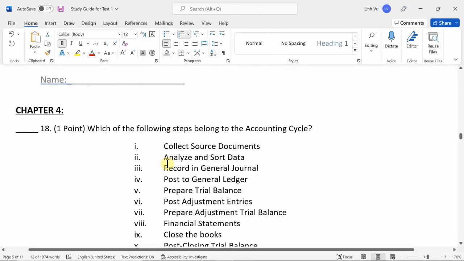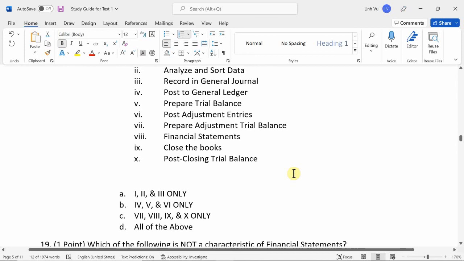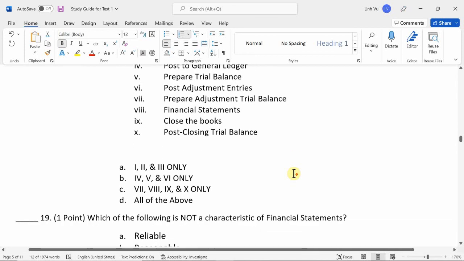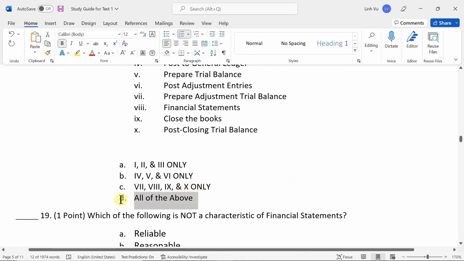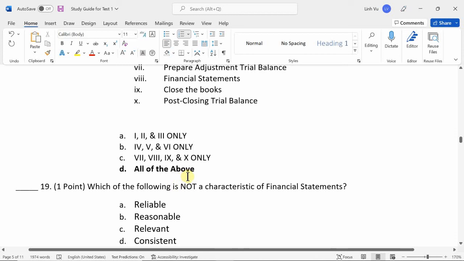All right, moving into chapter 4 territory here. Okay. Which of the following steps belong to the accounting cycle? It would be all of them, right? Because in this case, yes, you need to collect your source document, analyze, record in the journal, post it to the ledger, do the trial balance, then the adjustment, then the adjusted trial balance, financial statements, close the books, and post closing trial balance. Yes, all of those are the steps.